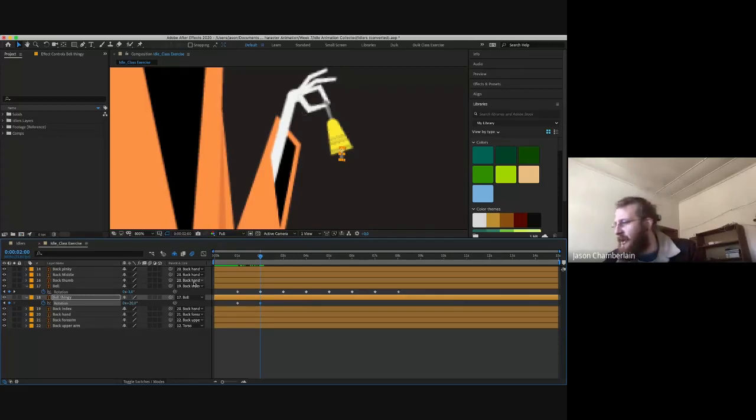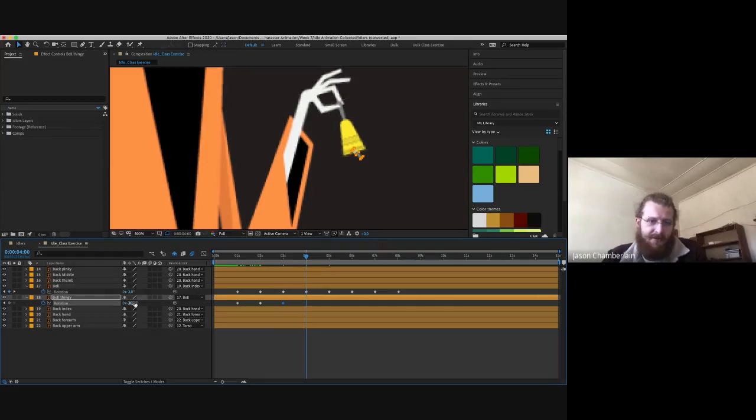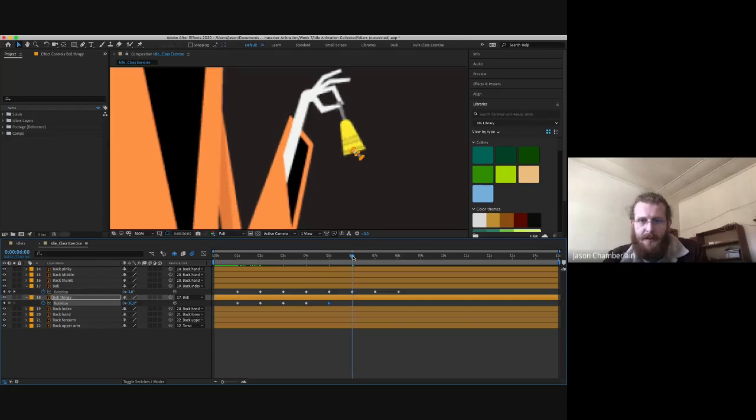So my second keyframe for layer 18 is going to be positive 20. Then I'm going to make my third keyframe negative 30. My fourth keyframe I'll make 40. Fifth keyframe I'll make negative 30. Sixth keyframe I'll make 20.